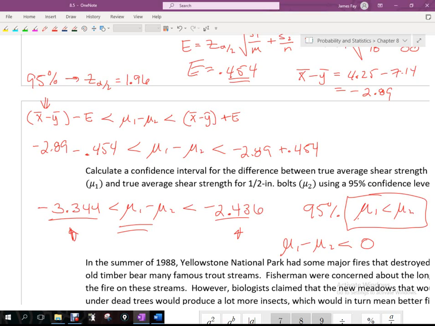Now because of the confidence interval we chose, we're saying that we're 95% confident that mu1 is less than mu2, with that interval of -3.34 to -2.436. Okay, so we're saying there that we're 95% confident that the difference between those two populations is between those two values. Is that all right with everybody? Okay.